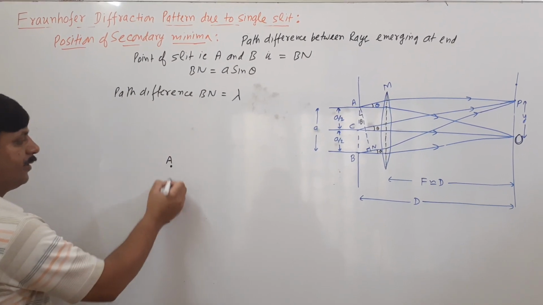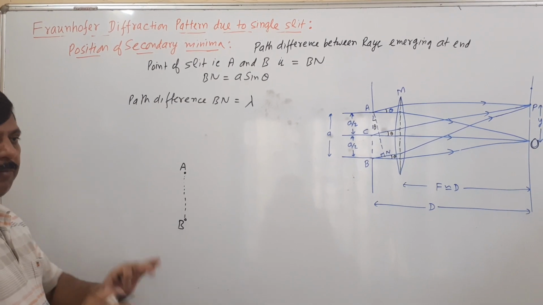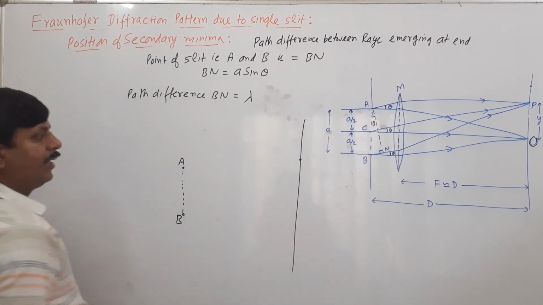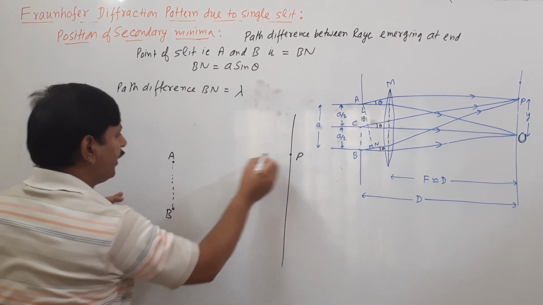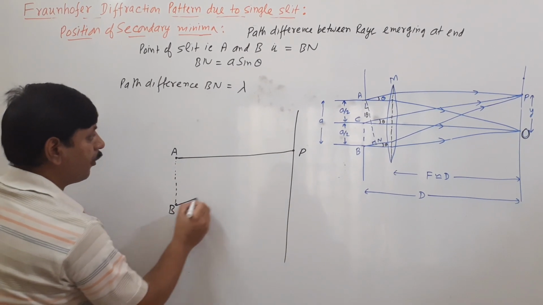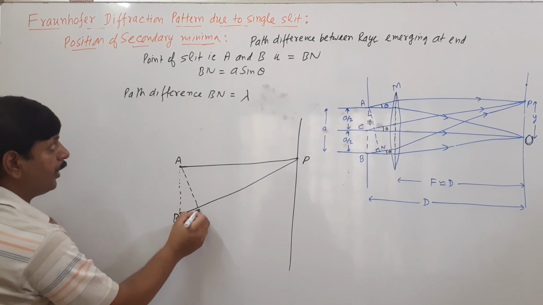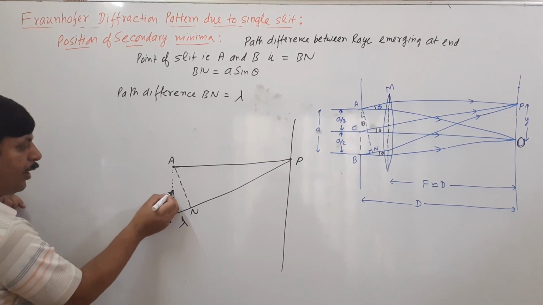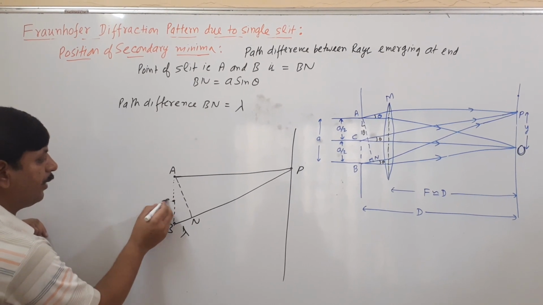See here, all points of this wavefront will behave like a source, and the emerging light rays are reaching point P. If you see here, from A, from B, I have drawn a perpendicular. So this perpendicular Bn, so Bn is equal to lambda. Here I have taken a point C in between.